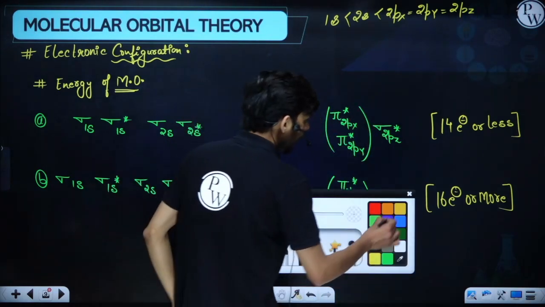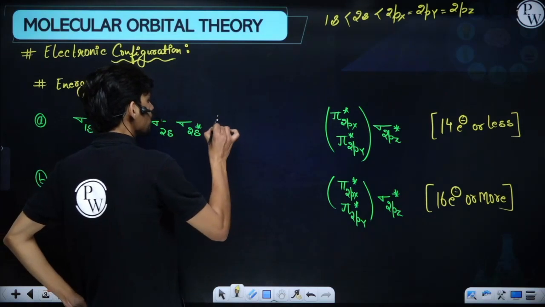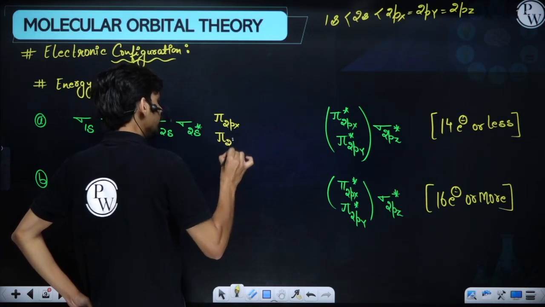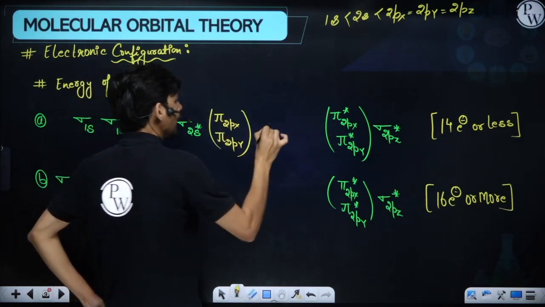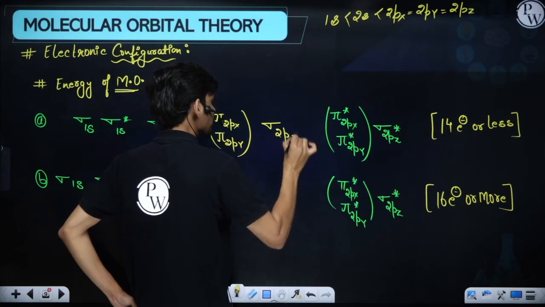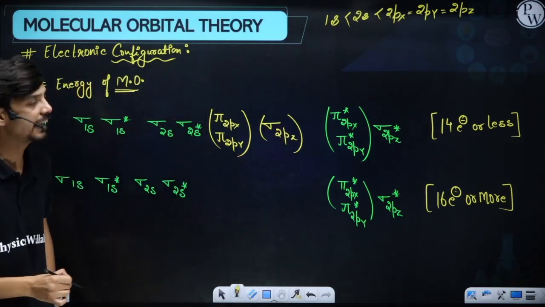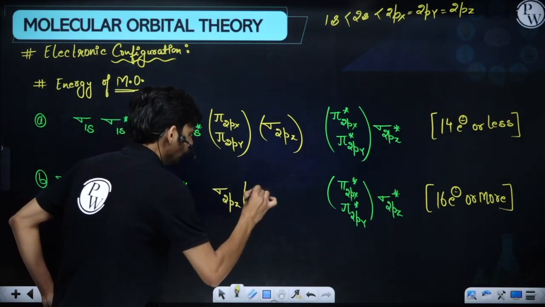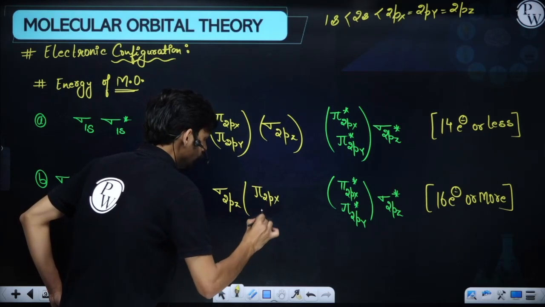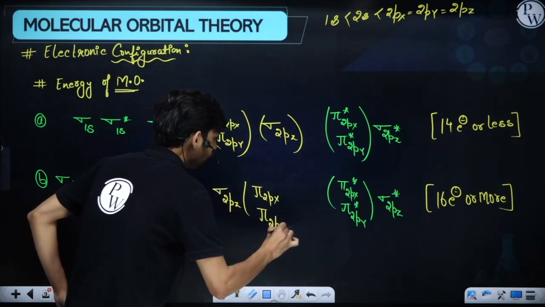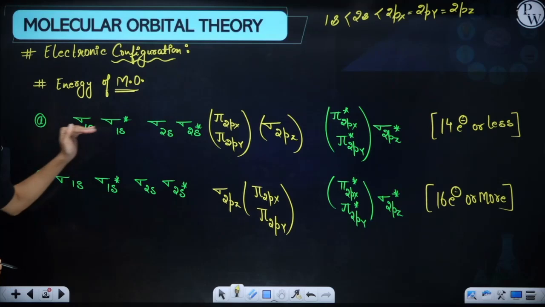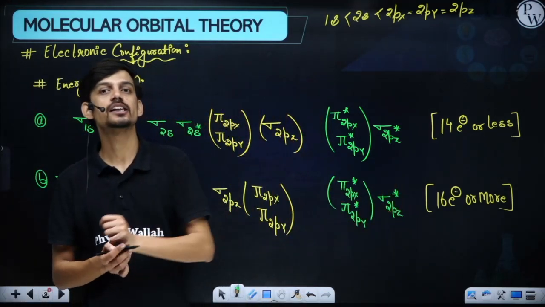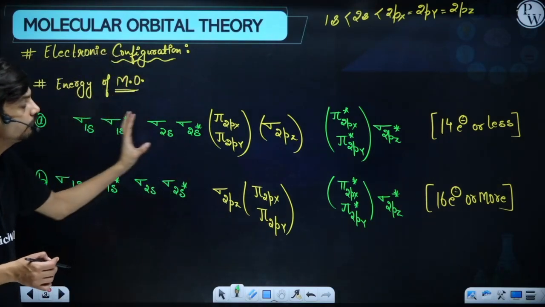So if you have 14 electrons or less, you are going to have pi bonding before sigma bonding. And if you have 16 electrons or more, you are going to have sigma bonding before pi bonding. So only this section is different in both of these energy orders. This is the increasing order of energy, and the orbitals will be filled according to this order.